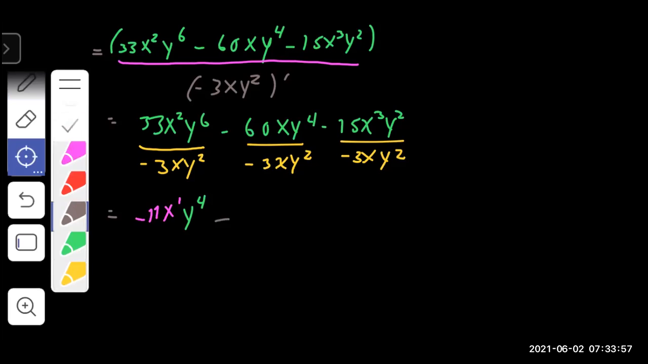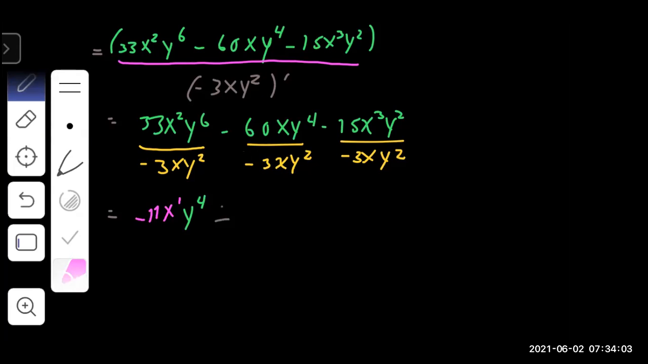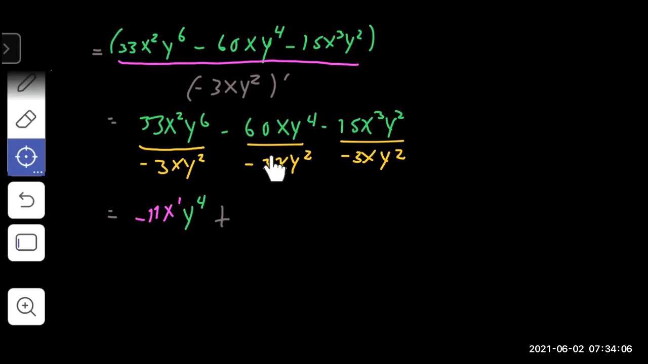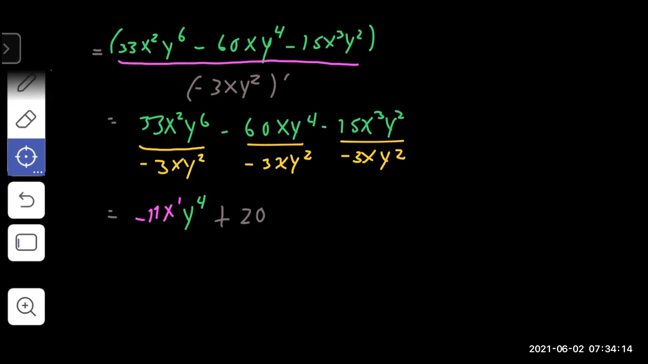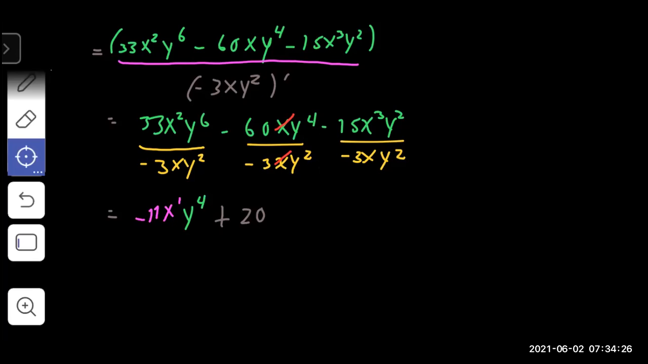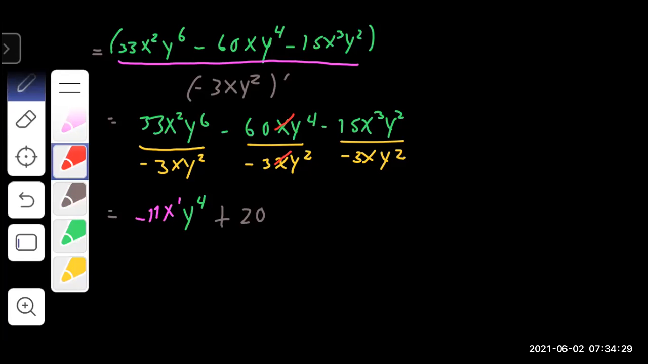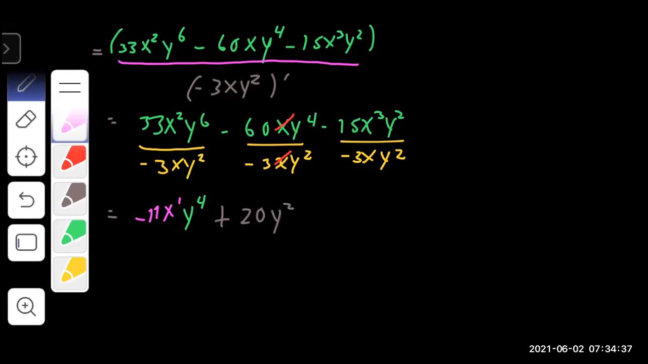Minus, let's move on again. 60 divided by 3, negative and negative, is positive. 60 divided by 3 is 20. Now x and x: I have the same quantity, so I don't even need to use the property. I can cancel them because they're the same. It's 1, and I don't need to write the 1. And then y to the fourth divided by y squared is y squared, correct. And minus and minus is going to be positive.